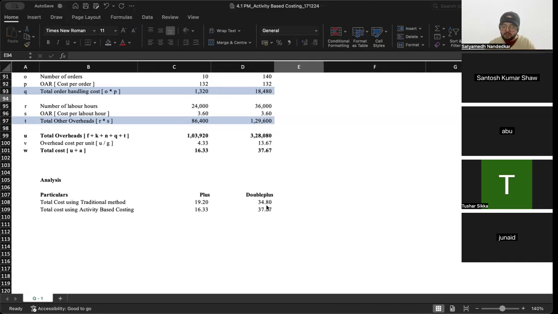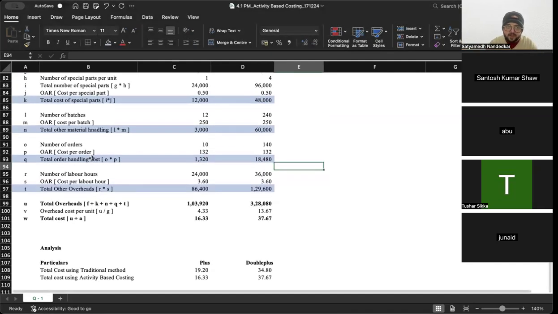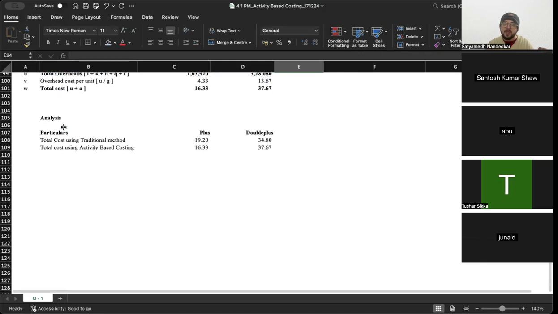Now, this method of absorption of overheads is not appropriate because we are not considering the cost drivers, or we are not mindful of the fact that different costs are influenced by different items. If we use the traditional absorption costing system, even for order handling cost, we are using the number of labor hours as base. Even for material handling cost, we are using the number of labor hours as base, which is in a way incorrect.